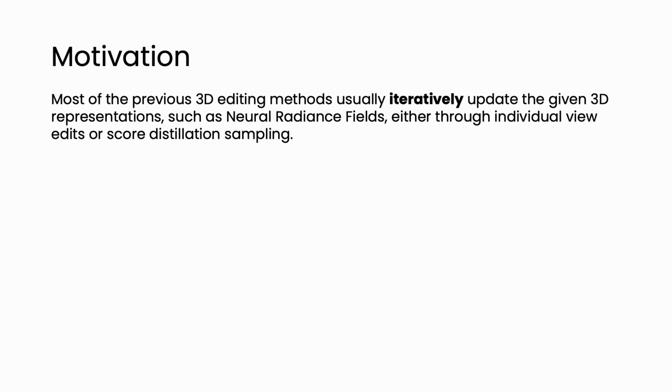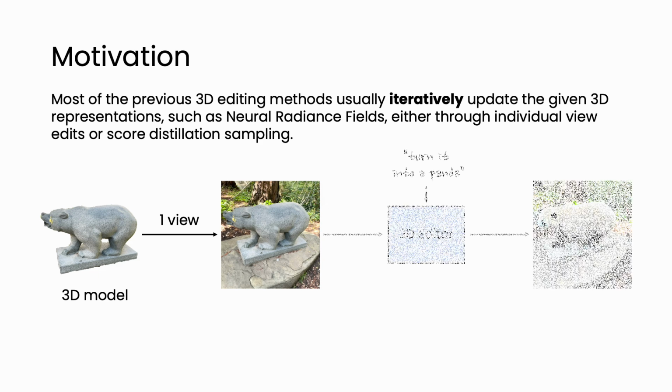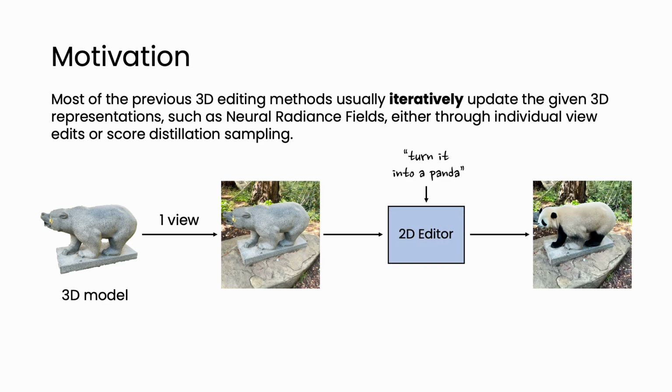Most of the previous 3D editing methods usually iteratively update the given 3D representations, such as neural radiance fields, either through individual view edits or score distillation sampling. Take a representative work, Instruct-NeRF2NeRF, as an example. Given a 3D model, it first samples one view and uses a 2D editor to edit this view following the instruction. After getting the edited image, the method uses it to update the 3D model. This loop will happen a lot of times, which makes it very time consuming. Such a 3D edit will take over 1 hour to achieve.